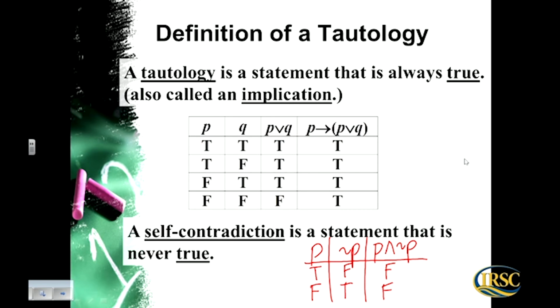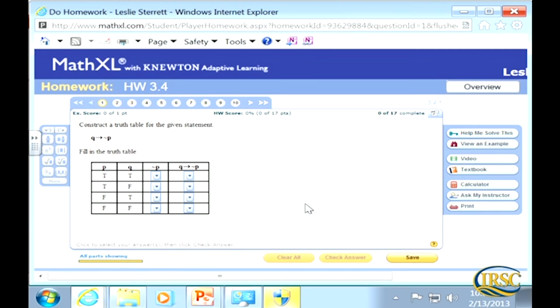Okay, so if you have all trues, you have a tautology. If you have all false, then it's a self-contradiction. If you have a combination of trues and false, then it's neither. It's neither a tautology nor a self-contradiction. So P has true, true, false, false, and Q has true, false, true, false. And so now you have to select the truth values for not P.